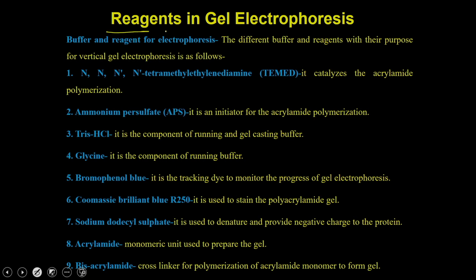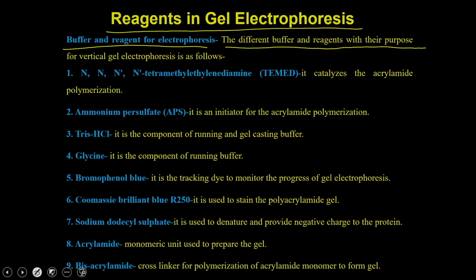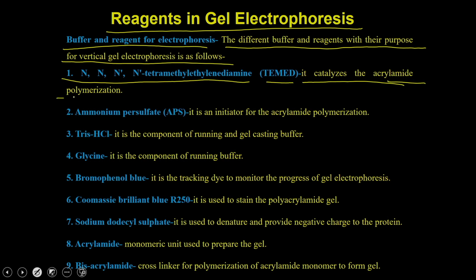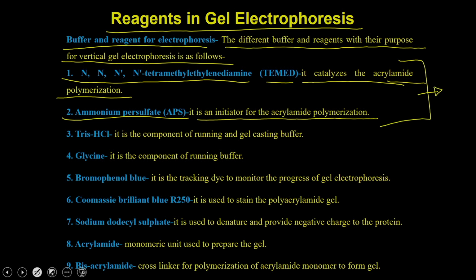The reagents you need for the vertical gel electrophoresis: the buffers and reagents with their purpose for vertical gel electrophoresis are as follows. The first thing you need is TEMED, or N,N,N',N'-tetramethylethylenediamine, which is a catalyst; it catalyzes the acrylamide polymerization. Then you require ammonium persulfate or APS, which is an initiator of the acrylamide polymerization. Together these two components are required to polymerize the acrylamide.